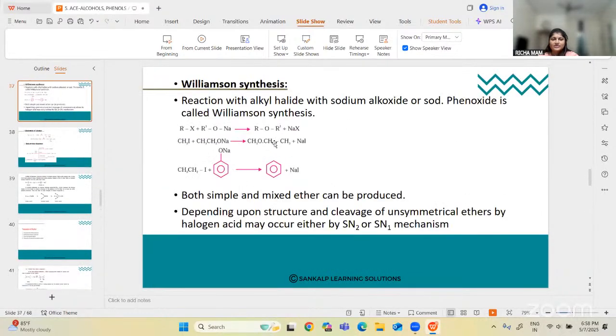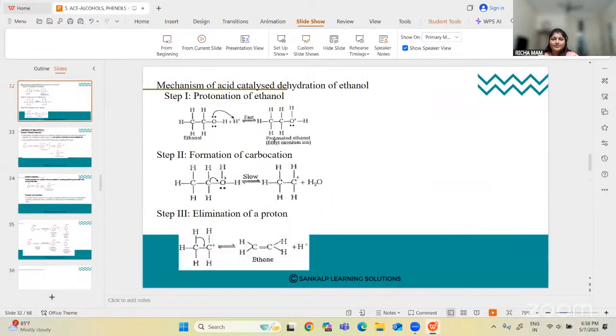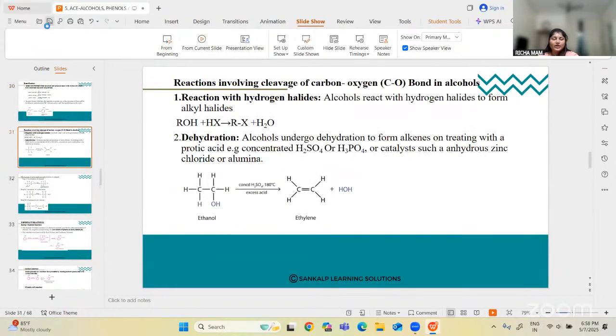So, is it clear? I hope you have understood all the concepts. These are the things which are included in this chapter, alcohols, phenols, and ethers. So this completes your chapter on alcohols, phenols, and ethers.